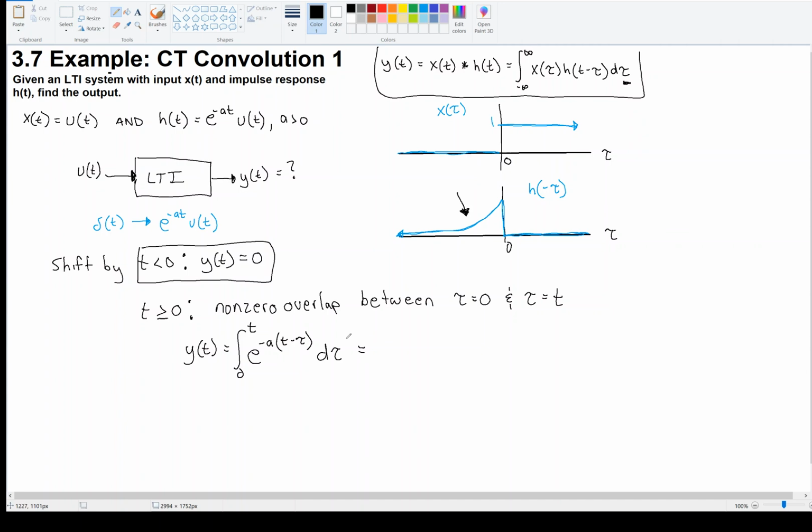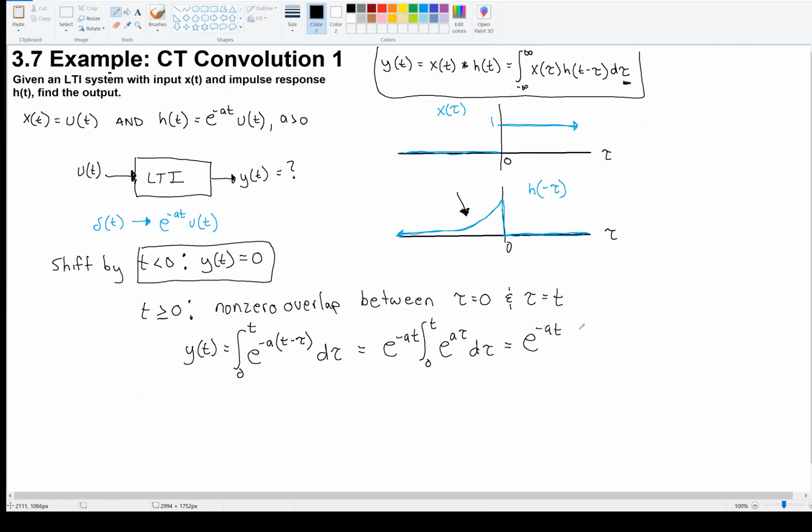Okay, so I can use the property of exponents. I can pull out an e to the negative at because I'm integrating with tau, so t is a constant. So I'll bring that out. E to the negative at, integral from 0 to t of e to the a tau d tau, like this. Okay, that integral is easy to do.